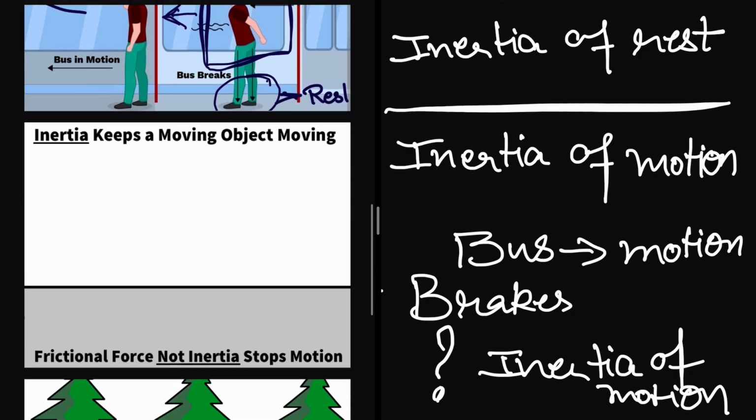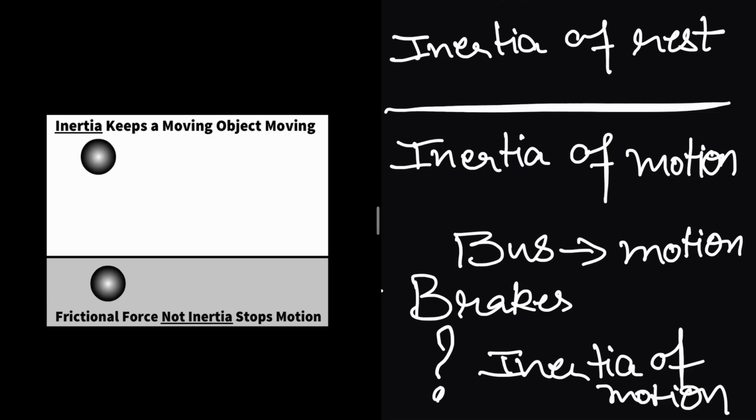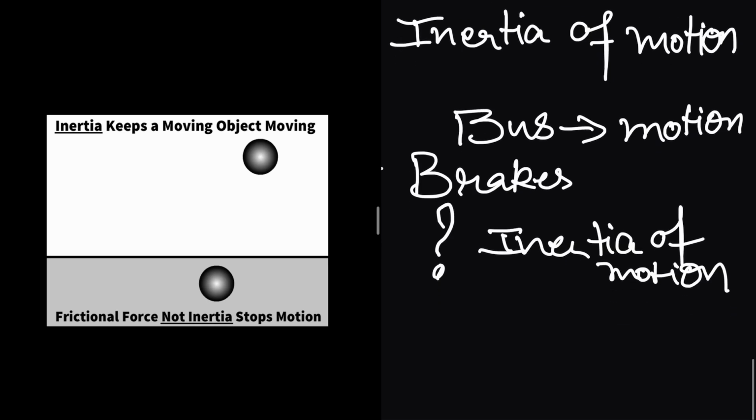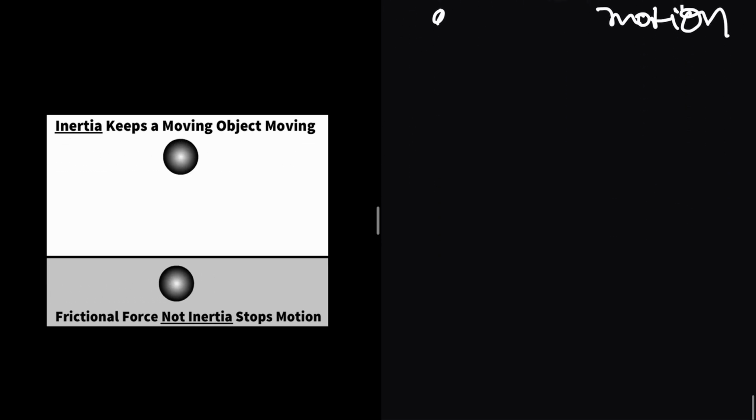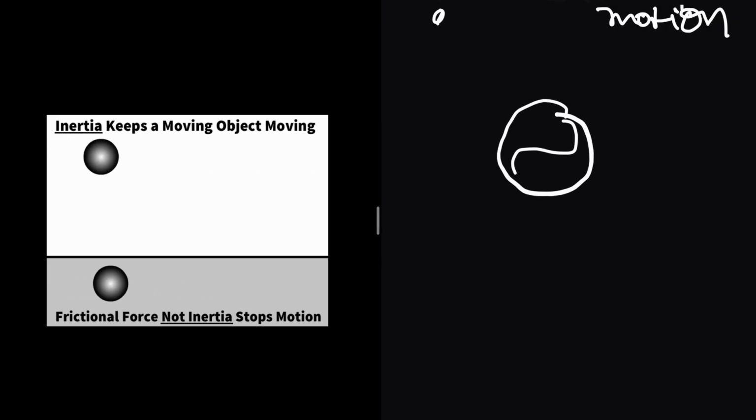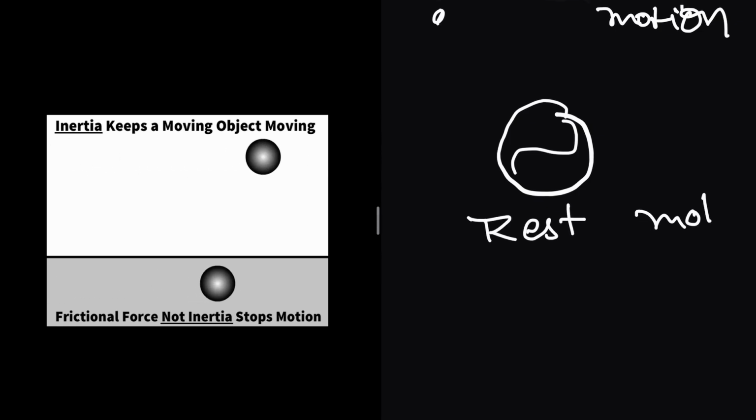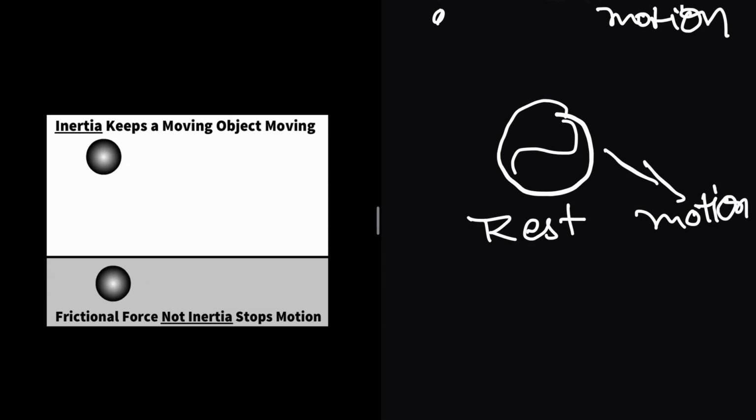Let's move further. A very beautiful example is shown here, that balls are moving. These balls want to remain in motion. Why? Because of inertia of motion, unless someone or something tries to stop them. Suppose we have a football and we kick it. Earlier it is at rest, but when we kick it, it will come in motion. Because of the inertia of motion, it always wants to remain in which state? Motion. But in actual life we observe that after some time it will stop.